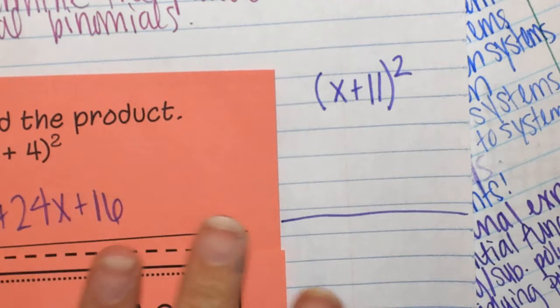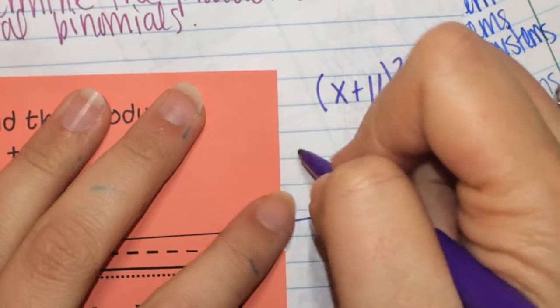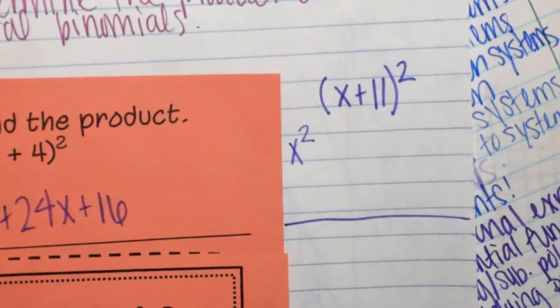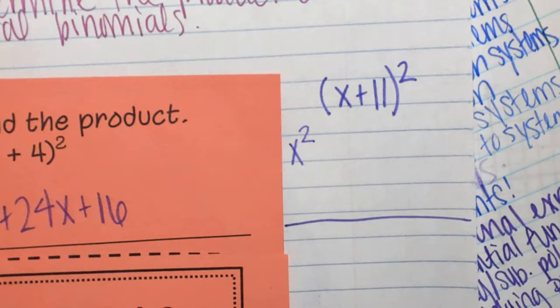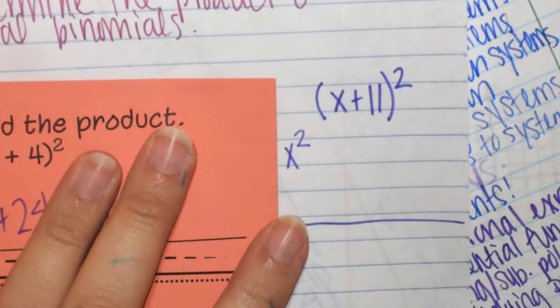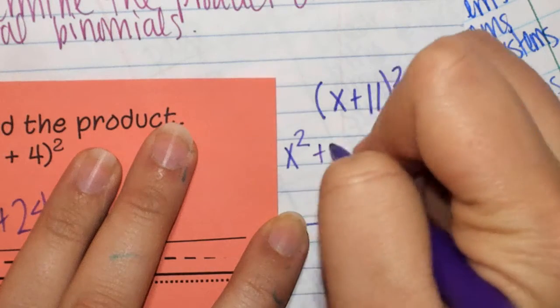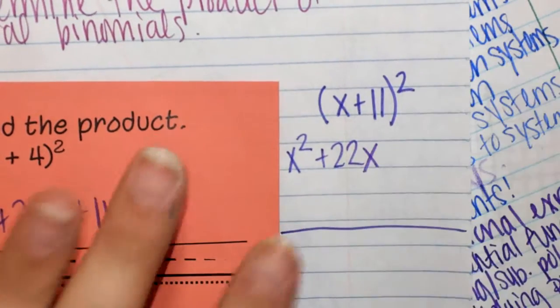Alright, first thing we square A. What's A this time? And if we square X, what do we get? X squared. You were so close. Close only counts in horseshoes and hand grenades. Alright, next we multiply A times B, then times 2. So what's X times 11? And what's 11X times 2? 22X. Does everybody see where we got that from now?